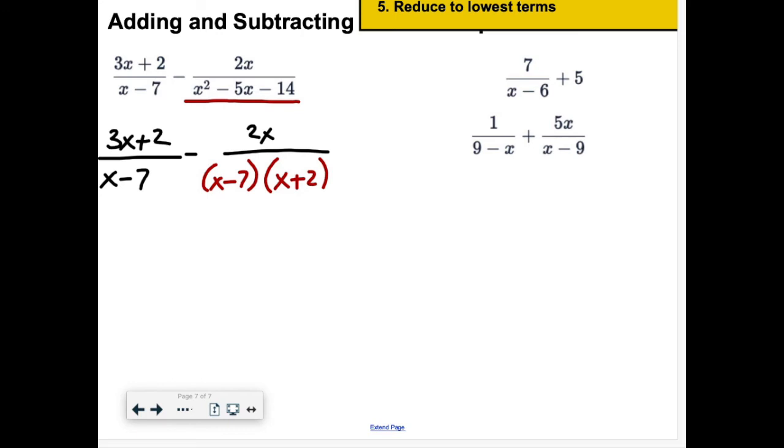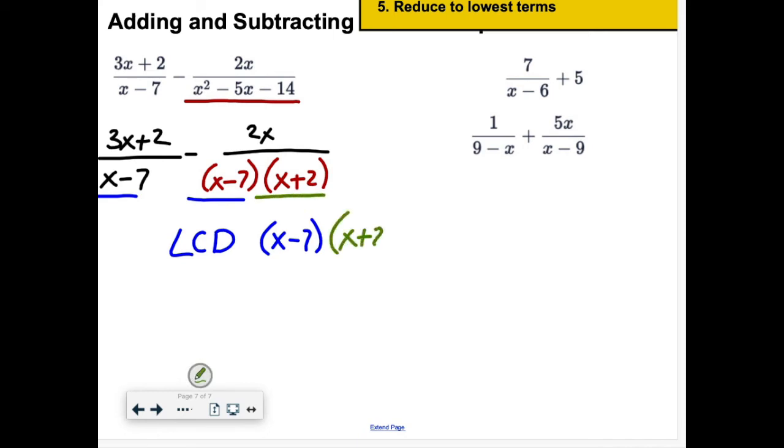Now let's look for our LCD. Well, they both have an x minus 7. So our LCD is going to include x minus 7. There's also this x plus 2, excuse me, I misspoke. So that's also going to be part of our LCD. We can see that the second expression already has the LCD in its denominator, so we won't have to change that one. The first one is going to need the x plus 2. Well, let's add it in.